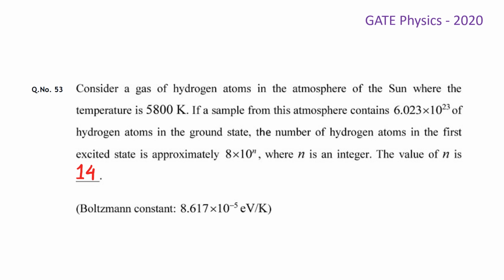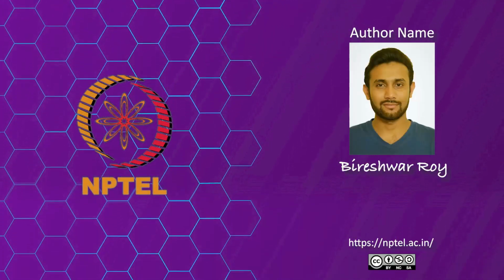So we have discussed the solution for this problem and we found that the number of hydrogen atoms in the first excited state is approximately 8 times 10 to the power 14. So the n value in this question is 14.